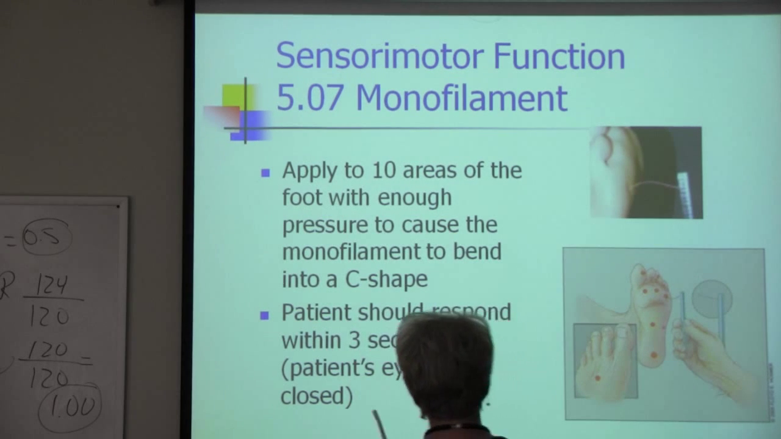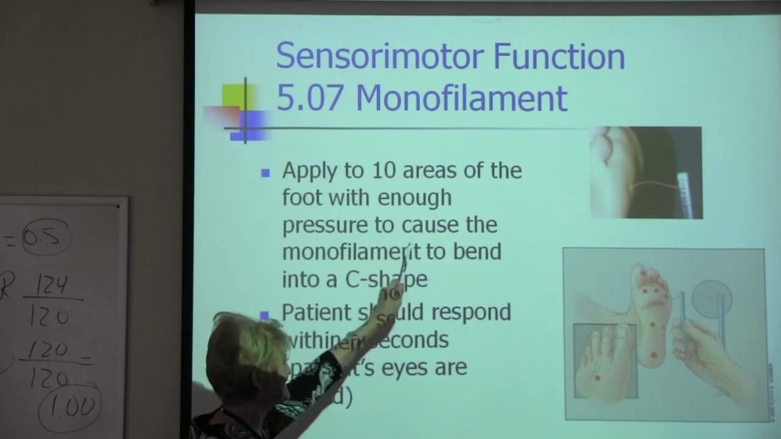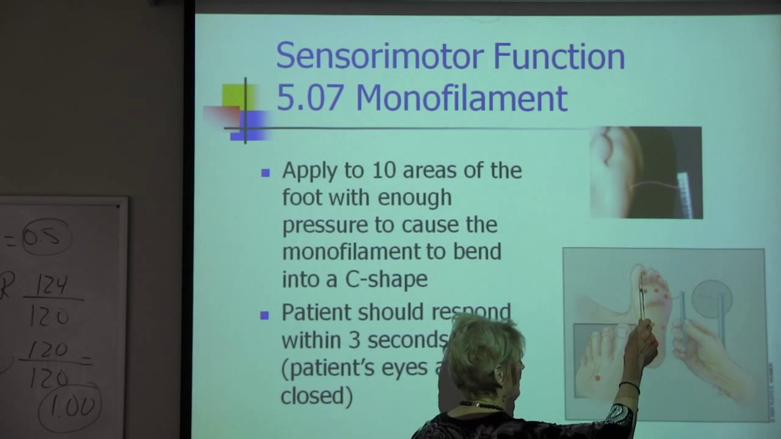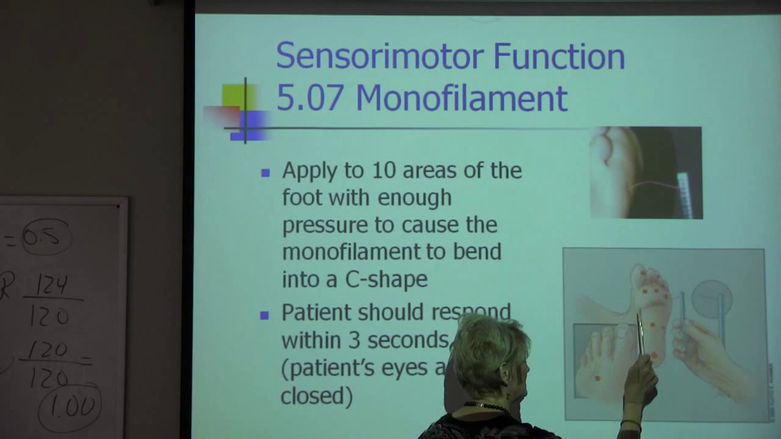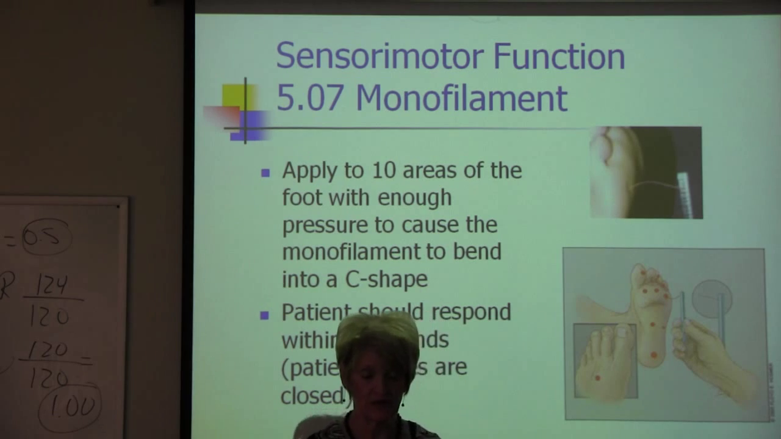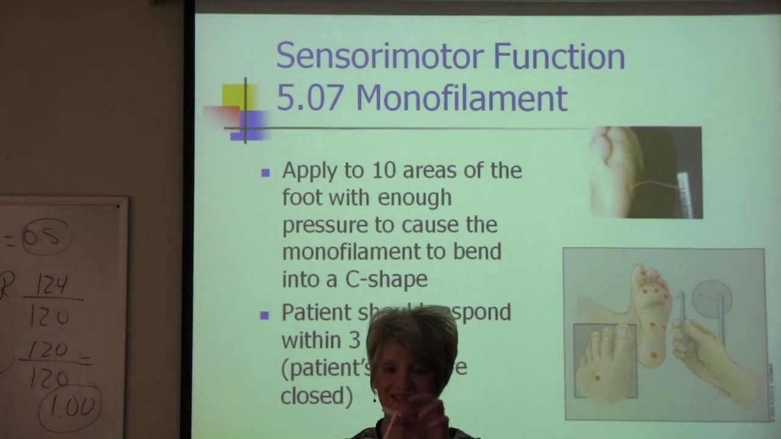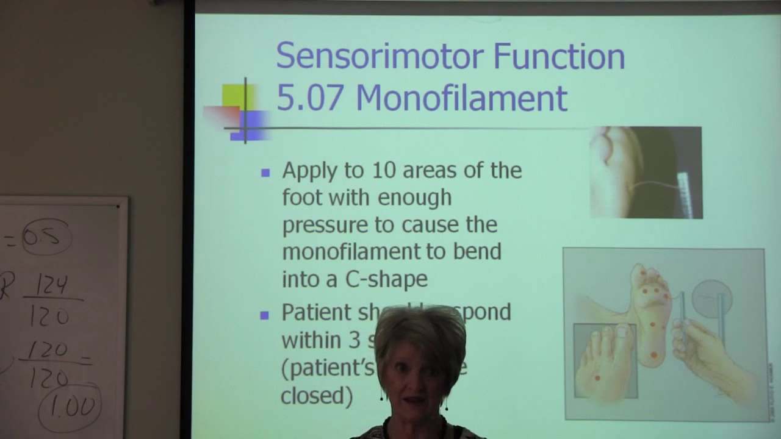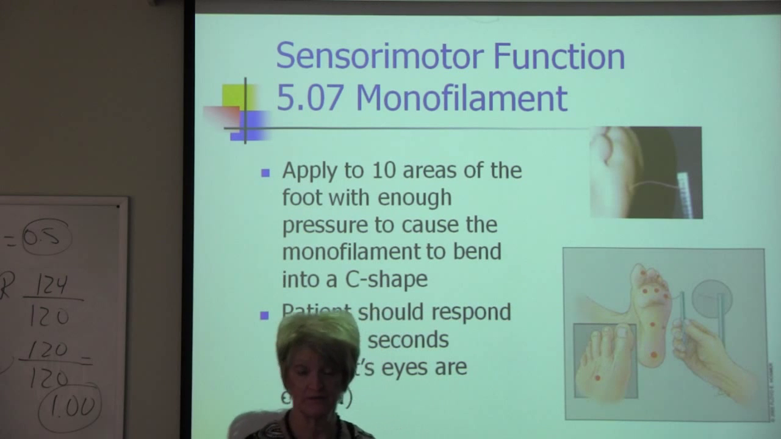So look what it tells you here. You're going to press this against the foot at 10 different sites. And I think this shows you pretty clearly. First, third, fifth toe pads, first, third, fifth metatarsal heads, below the arch, medial and lateral, over the heel, and then on the dorsum of the foot, somewhere between the first and second toe. In doing the monofilament testing, you should press it against the foot with enough pressure to turn it into a C. That's exactly what you see on the top.